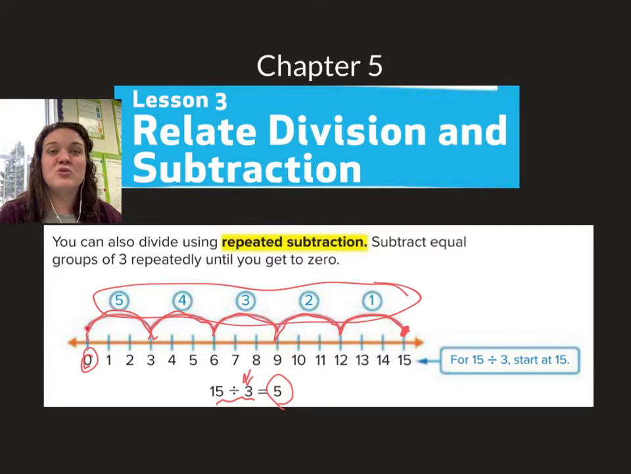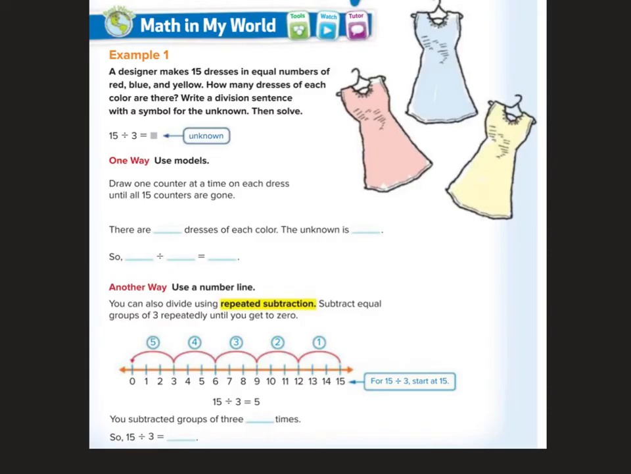So let's try this out. So let's look at example 1. A designer makes 15 dresses in equal numbers of red, blue, and yellow. How many dresses of each color are there? Write a division sentence with a symbol for the unknown, then solve. So if I have 15 dresses, and I'm going to divide them into 3 equal groups of red, blue, and yellow, how many of each dress did I do?